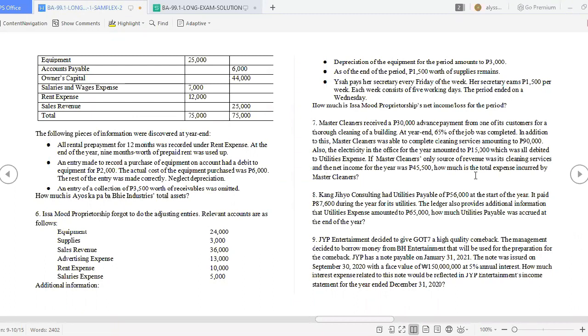Number 8. Kang Geo Consulting had utilities payable of 56,000 at the start of the year. So it paid 87,600 for the year for its utilities. You also have additional information that the expense amounted to 65,000. So how much utilities payable was accrued?